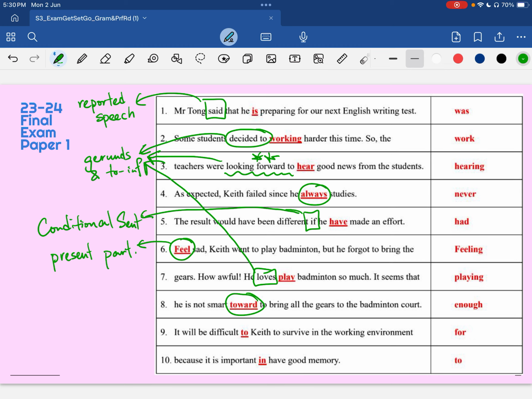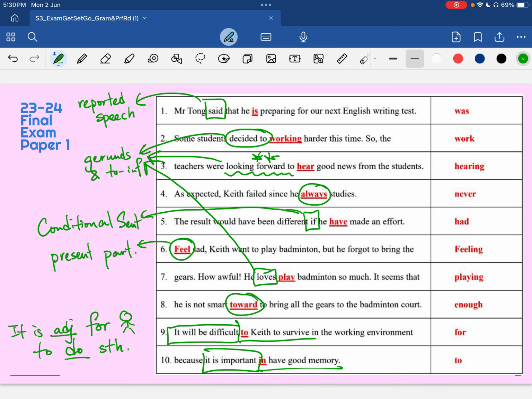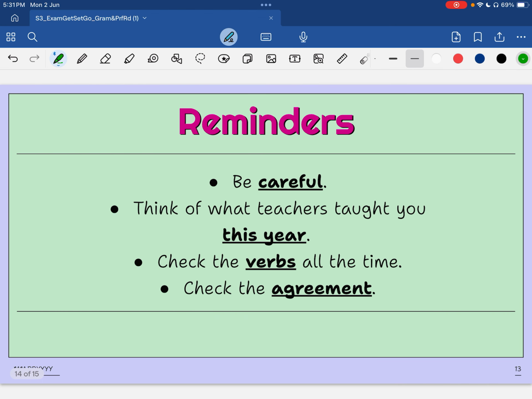And for the last 2, you can see that it is all about the same sentence pattern. It is adjective for somebody to do something. So if you remember what you were taught, then you should be able to spot some of the errors in the proofreading part. So some reminders for you. Be careful. Think of what teachers taught you this year. Check the verbs all the time and check the agreement.